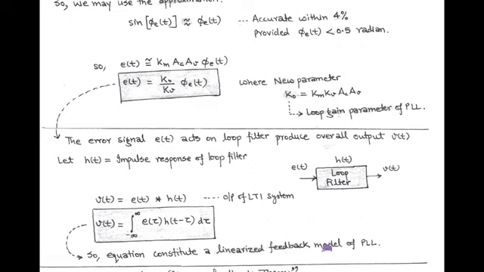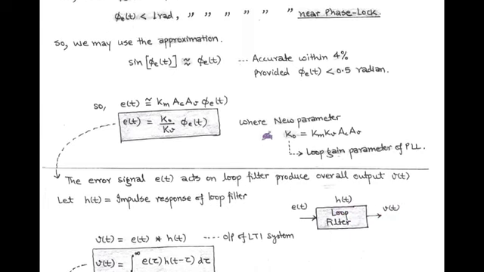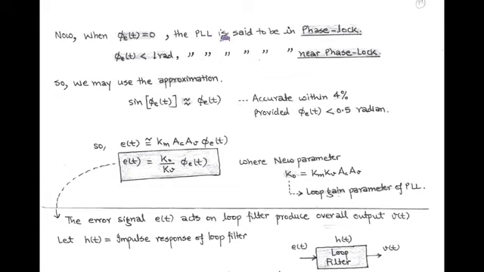So in order to get the output v(t), we consider the loop filter as an LTI system. Also in phase lock mode, the error angle is equal to 0, and in near phase lock, the error angle must be less than 1 radian.